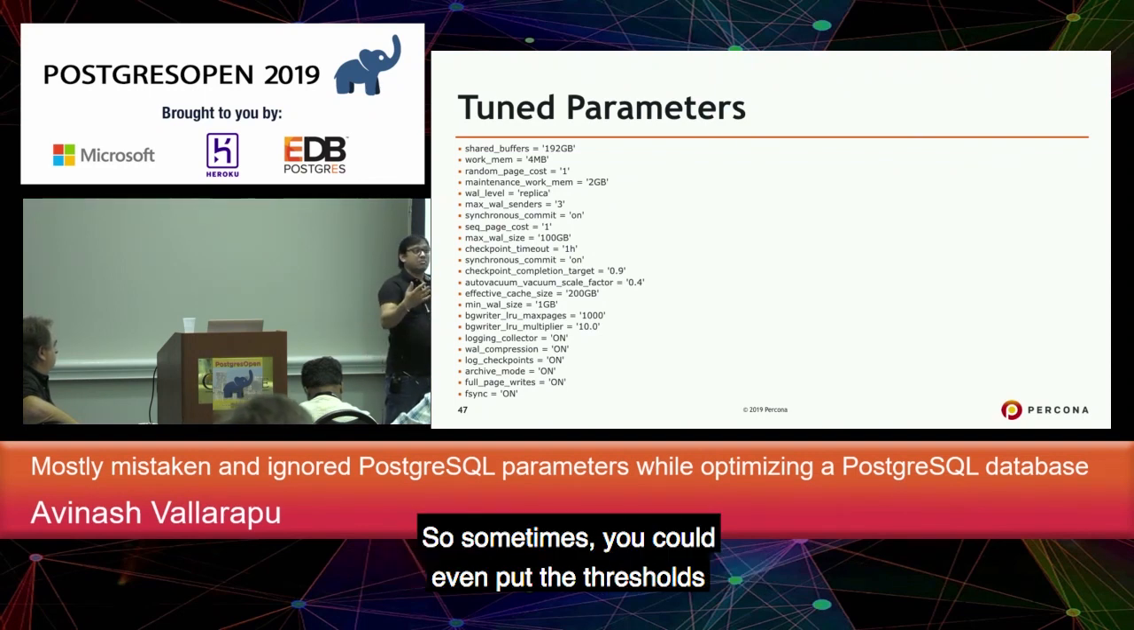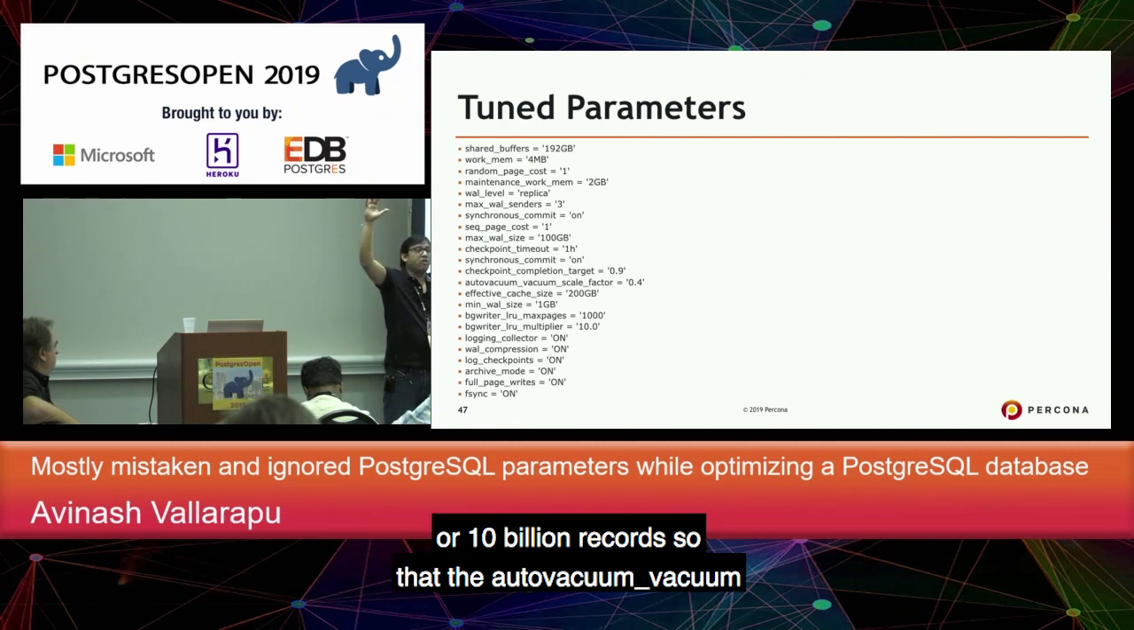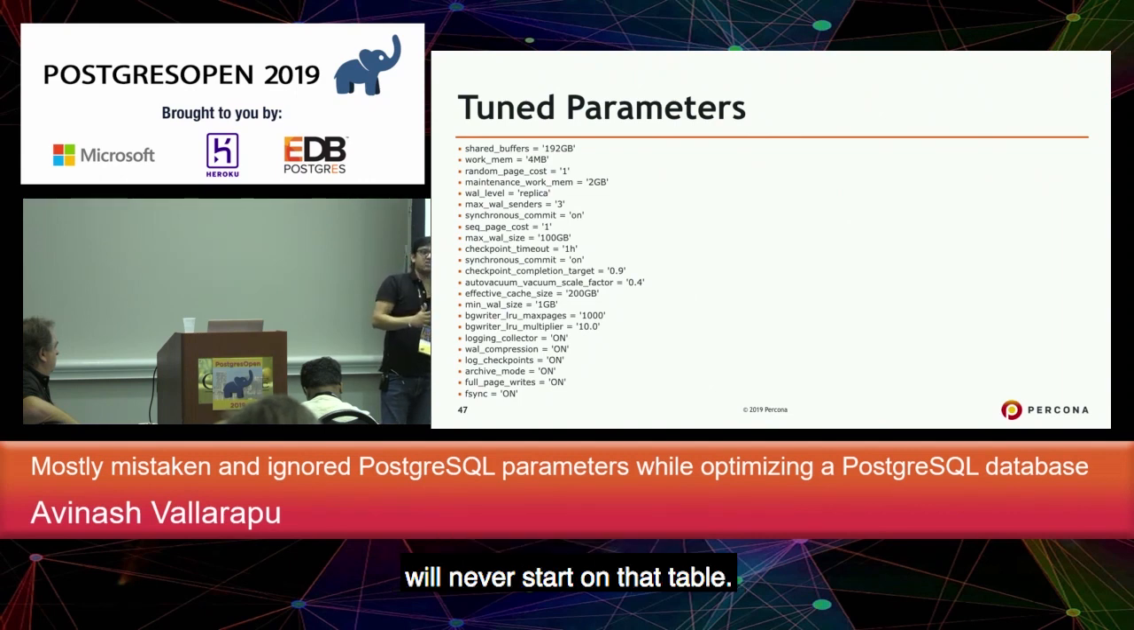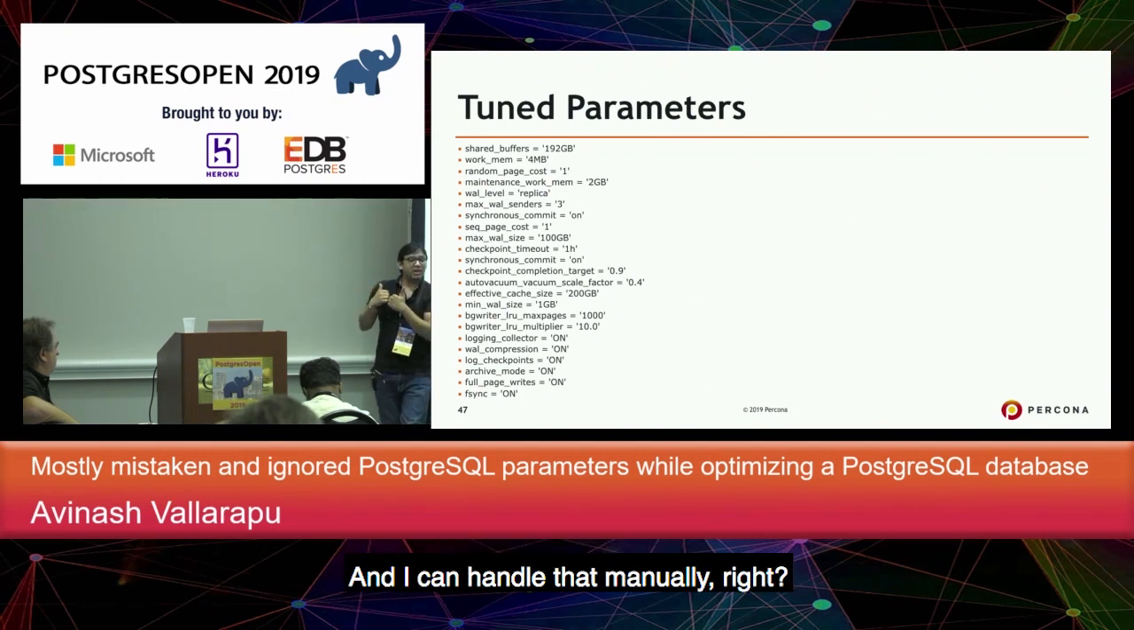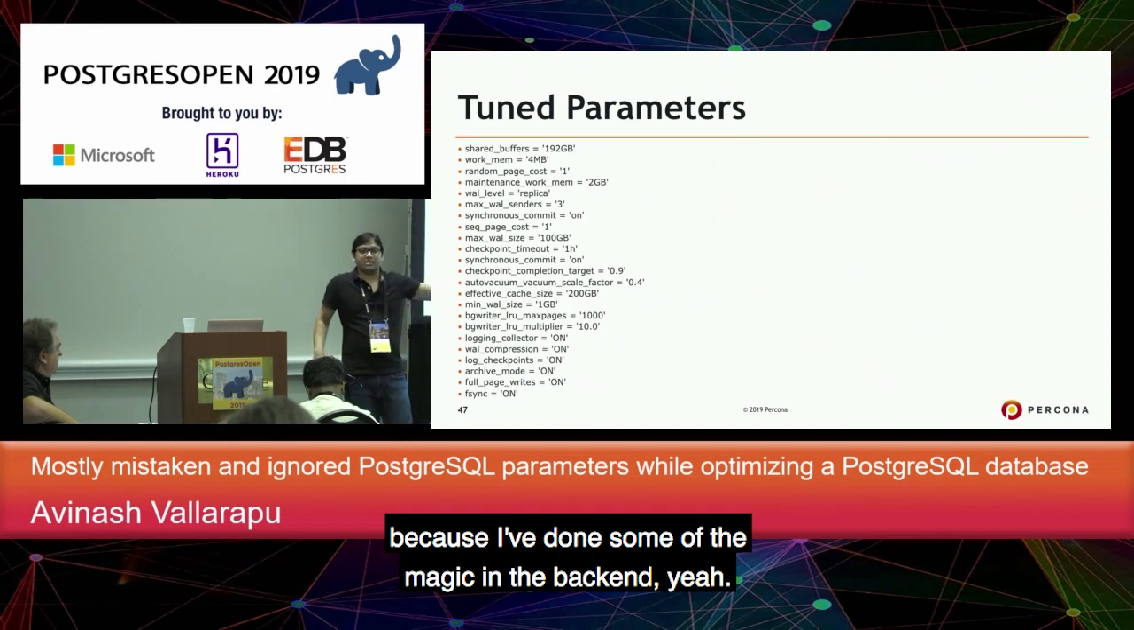So sometimes you could even put the thresholds to 1 billion, 2 billion or 10 billion records so that autovacuum will never start on that table, and I can handle that manually, right? So these are some settings that we can play with, but carefully, which is not recommended. This is just for this test, because I've done some of the magic in the backend.